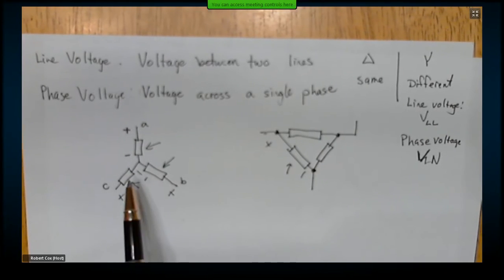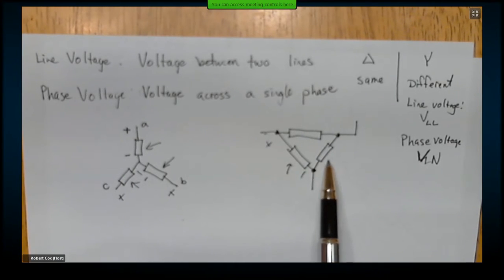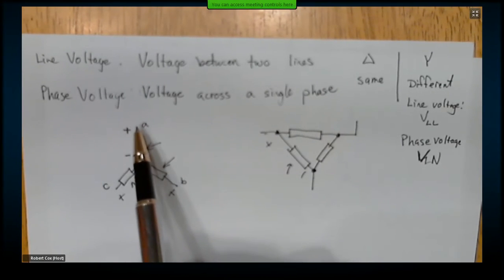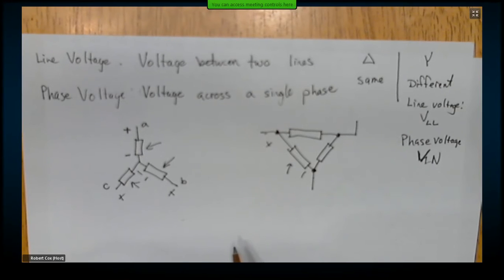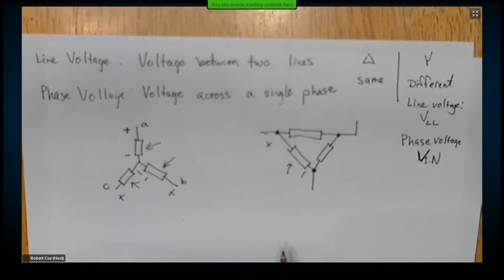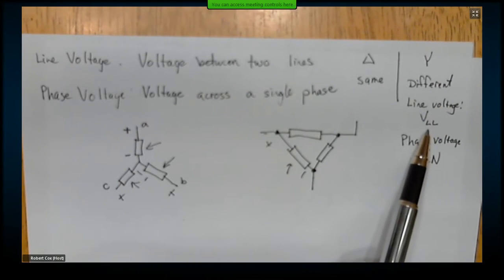But maybe the key thing to remember is that each of these is a phase. The voltage across a phase is the phase voltage. The voltage between points A and B, or points B and C, or C and A, is a line voltage. In a delta connection, line to line voltage, or line voltage, is the same as phase voltage. In a delta, they're the same. In a Y, they're different.